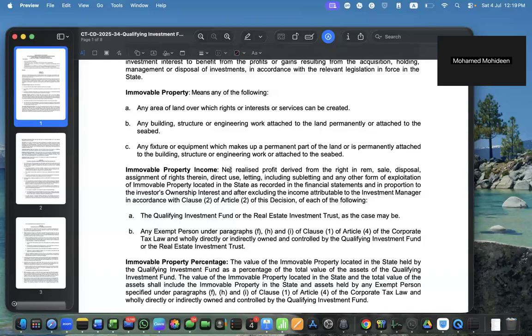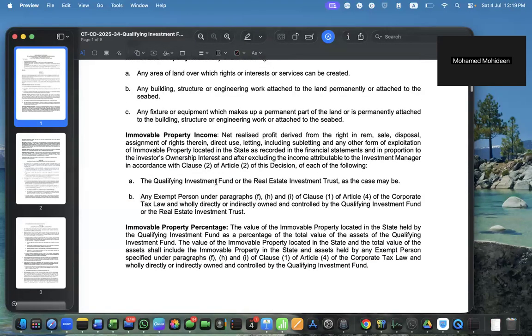Now, immovable property income: net realized profits derived from the right in rem, sale, etc. So basically sources of real estate. These are all right in rem, sale, disposal, etc. These are all the types of income that people or companies earn from immovable property. In this, we're talking about immovable properties that are located in the state, as recorded in the financial statements of the qualifying investment fund or the real estate investment trust, as the case may be.